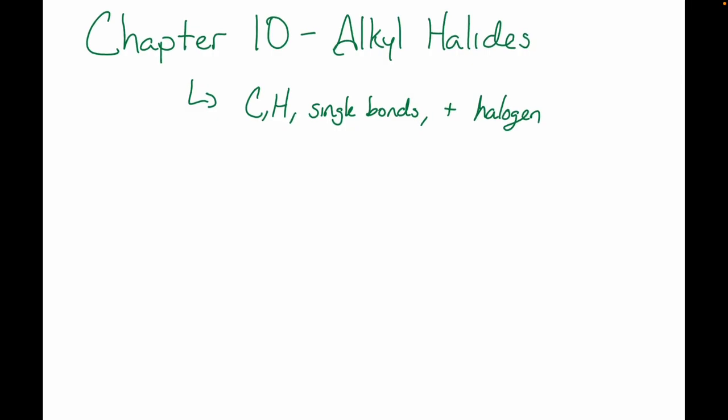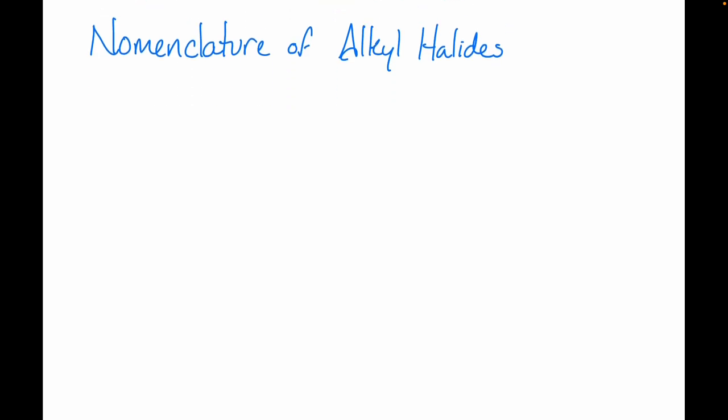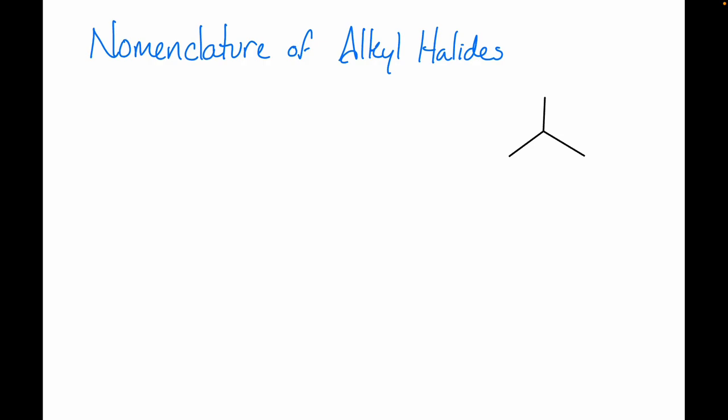All right, so the first thing we got to do with this new functional group is learn how to name it. Nomenclature of alkyl halides. So let's just look at a simple example here. All carbons and hydrogens, single bonds, and then I'm gonna stick a halogen on there. So step one, as always, is to find and name the parent chain.